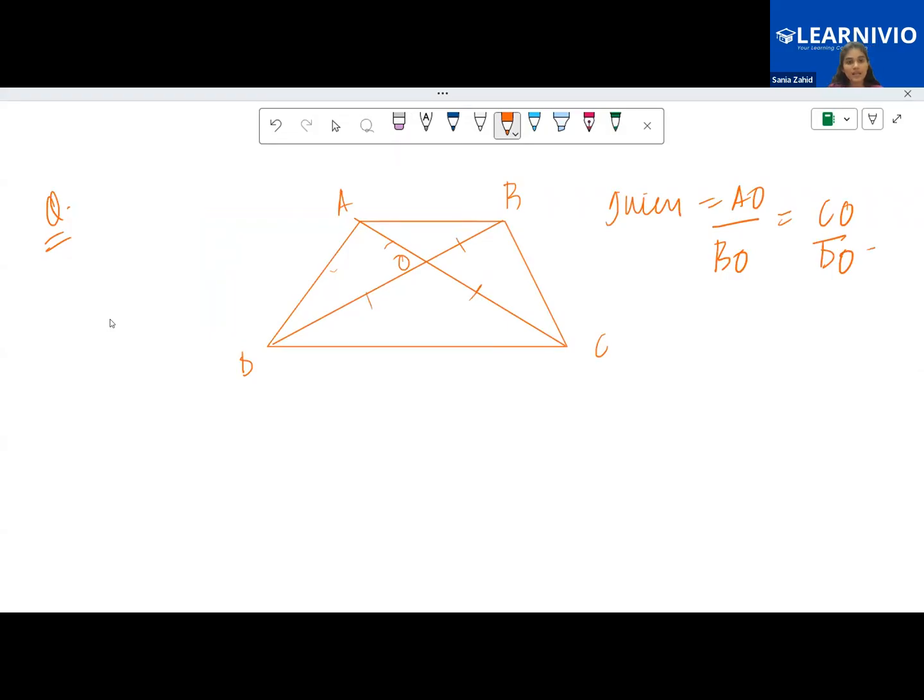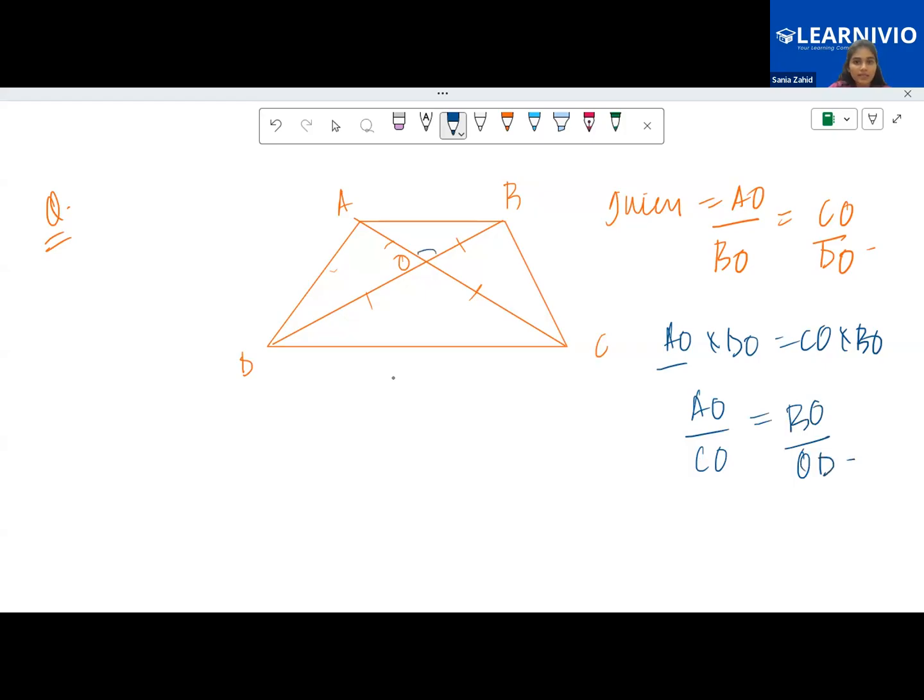So what was the first step that you did? I cross multiplied. You cross multiplied and what do you get? AO into DO is BO into CO. So AO into DO is equal to CO into BO. See, Umer, can I not directly say that after this step, I will have AO upon CO equal to BO upon OD. So basically, this angle will be equal to the other one.